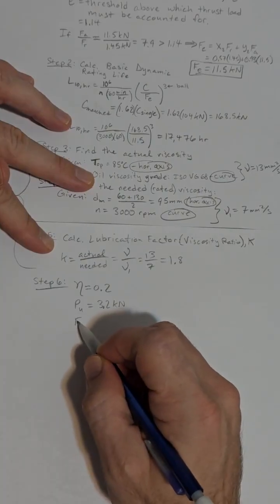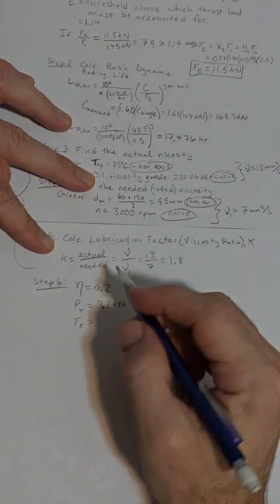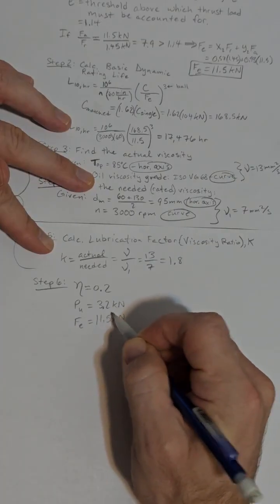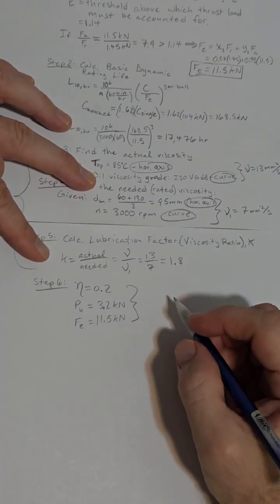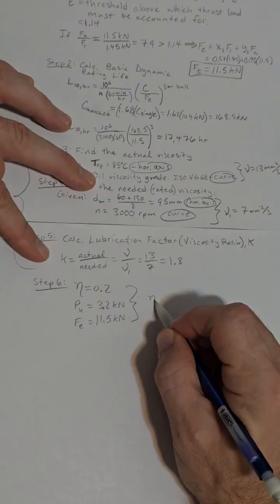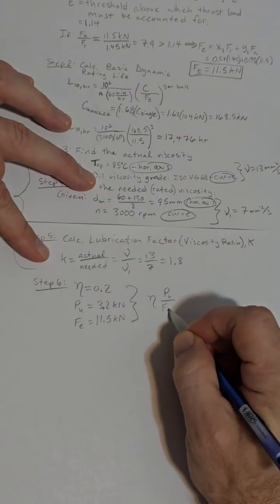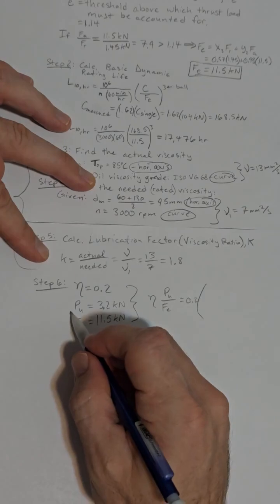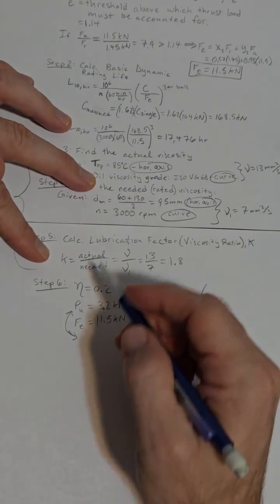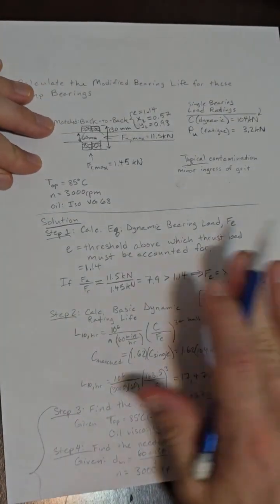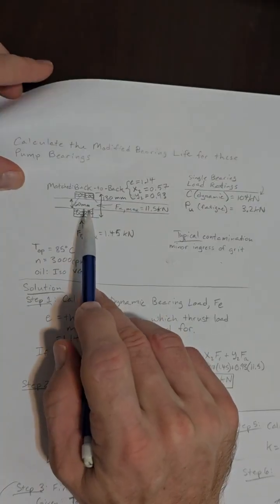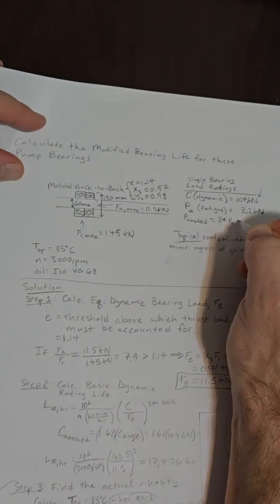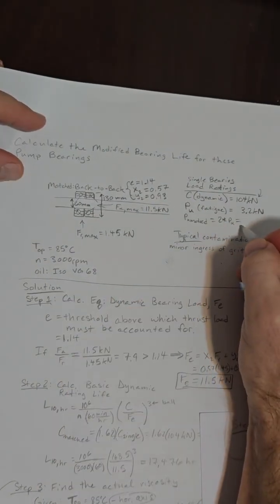And we need our equivalent load. Again, that was 11.5 kilonewtons. We need to put all those together into one value. It's eta PU over FE. Plugging those numbers in, 0.2. Now, we have matched bearings. Once again, we have two bearings. And with matched bearings on fatigue life, you get a doubling of the fatigue life.